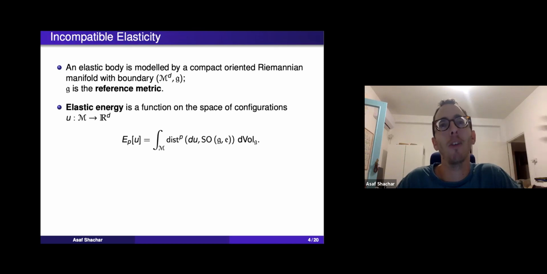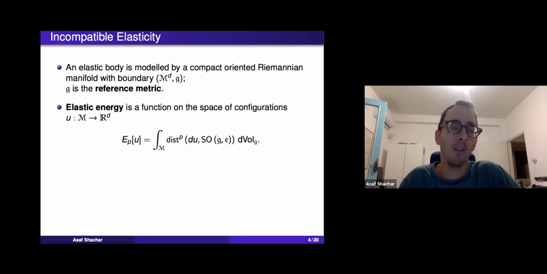And again, elastic energy is a function of the space of configurations. Still partially classically, the configurations are just mappings of the manifold M into R^D. The dimension of the manifold is D, and the ambient space is also D-dimensional. So there is no codimension. The codimension here is zero. We don't embed some low-dimensional object in a high-dimensional object, but the dimensions of the source space and the target space are the same. So this is bulk elasticity, and not elasticity of thin bodies.